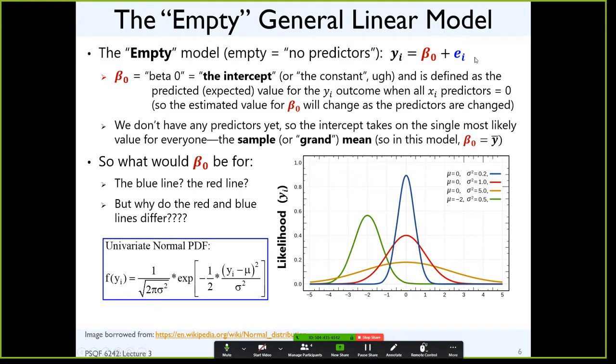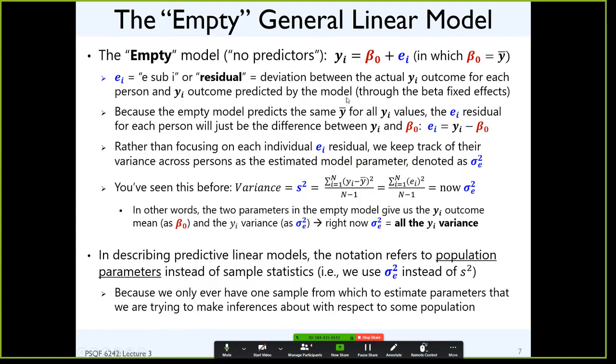The other thing that it's going to give back to us is an E for each person. E is a residual. It's how far off from what is predicted your actual outcome is. We don't care about what E is for each person. What we care about is the variance across people in the E's, and we want to watch it go down as we refine our prediction by adding additional information to predict the outcome in the model. So that would be, for instance, beta 1.